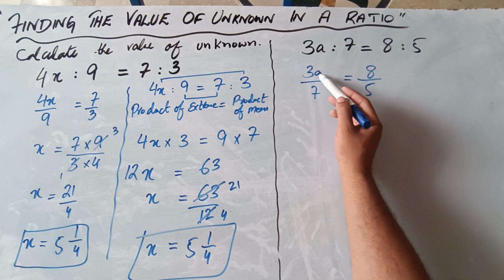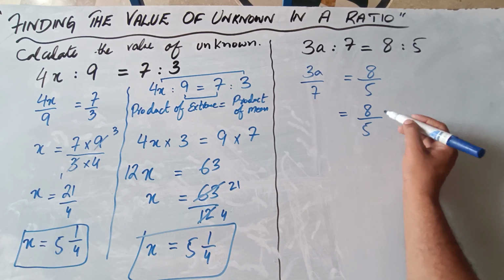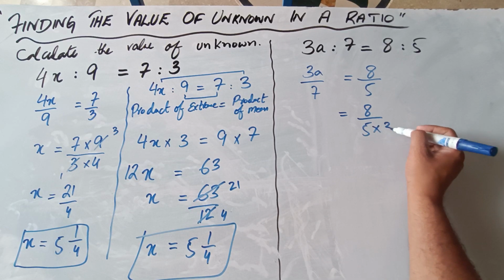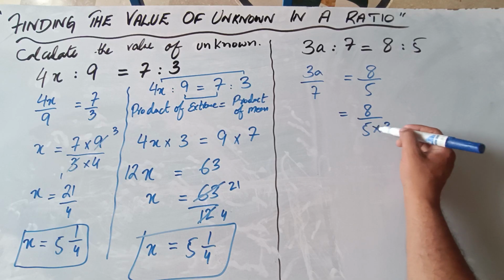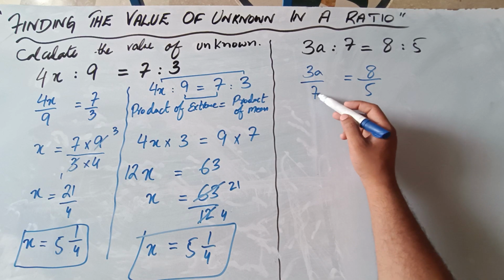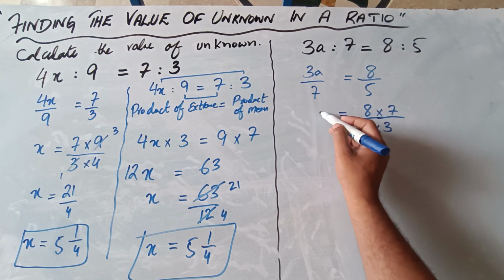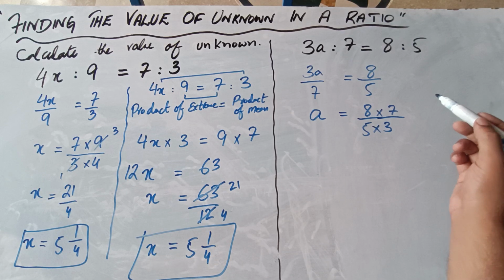Now we need to isolate a. Now 3 is multiplying with a, so over there it will go and divide by the numerator, meaning there is already 5 written, so it will multiply by 5. And 7 is dividing over here, so it will go and multiply by the numerator. So a will be isolated in this way.